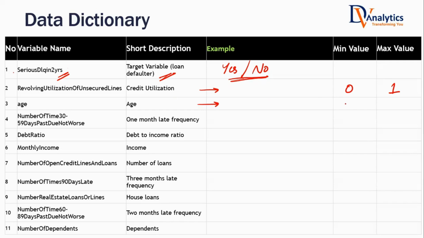Age of the customer. Minimum value, what can the age be? 20, or 18 or something like that, whichever is the country, depending on that. Maximum value can be roughly, I'm thinking, 60 or 70, but it may vary. I'm just guessing this. Okay.